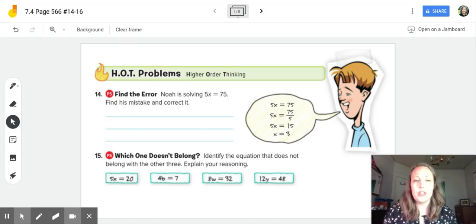So for this first question, Noah is our friend right here, little Noah, and he is solving this equation: 5x is equal to 75. And he has decided that x must be equal to 3. Well, we know there's a mistake because if x was 3 and we plugged it in here, 5 times 3 is 15, right? So he's definitely off. So let's see if we can figure out what he's done.